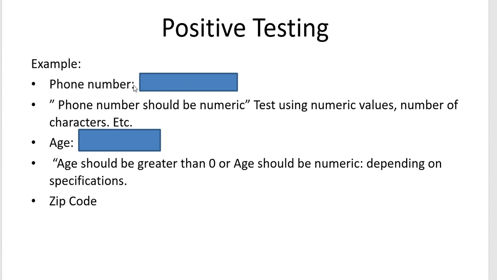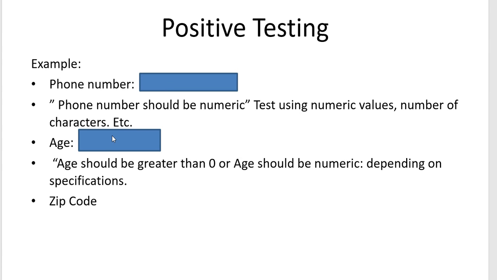Now, with the same phone number, if you want to do negative testing, since the phone number is numeric, you're going to enter alphabets or non-numeric characters to see how the system is behaving. Number of characters, suppose the number of characters is 8. You're going to do positive testing with 8 characters, but negative testing you will do for 7 or more than 8 characters, like 9, 10, and see how the system behaves.